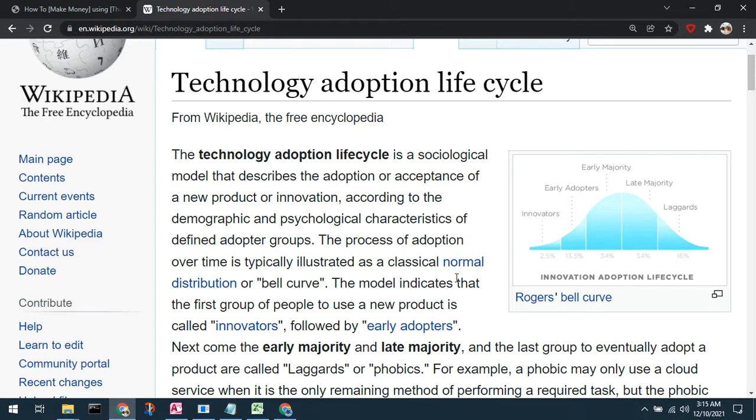It's modeled by a normal distribution or a bell curve from statistics. We'll go over in detail each of these phases, but here's the typical bell curve. We can see the different groups that adopt over time. At the left tail we've got innovators adopting first, early adopters, an early majority, a late majority, and laggards.